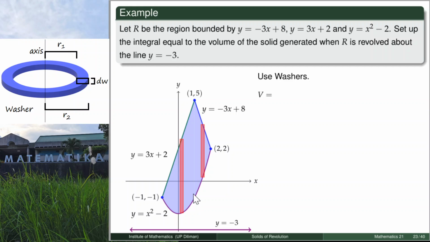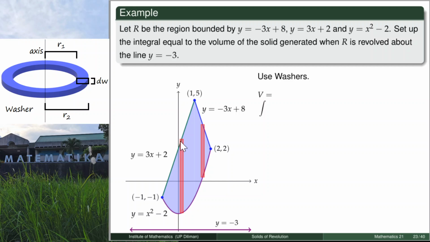So that means we will have two subregions. The first is from x equals -1 until x equals 1. Then the next will be from x equals 1 until x equals 2. Okay? And then the volume of the solid will just be the sum of the volume of the first subregion plus the volume of the second subregion. So we will have two integrals. Okay? So yung first one is from -1 to 1, and then the second will be from 1 to 2. Okay? So let's set up first the volume for the first subregion from -1 until 1. So we will use washers, right?